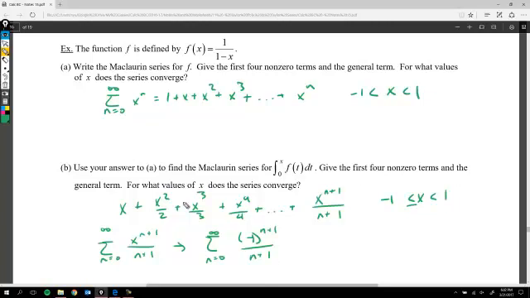If you plug +1 in, you could probably guess what happens. If I plug +1, I end up getting the regular old harmonic series, essentially, which diverges. Or you compare it to the harmonic series, which diverges. So this still diverges, but at -1 it converges, which is why it's very important for you to check your endpoints always. So it converges between -1 and 1, including -1.